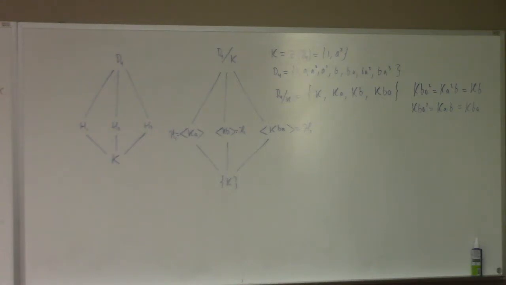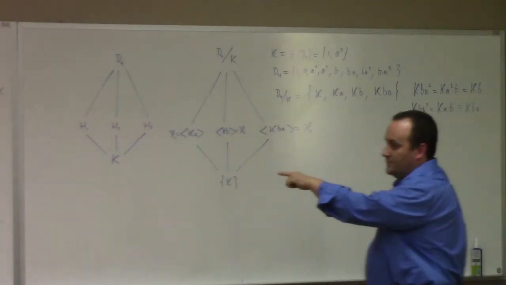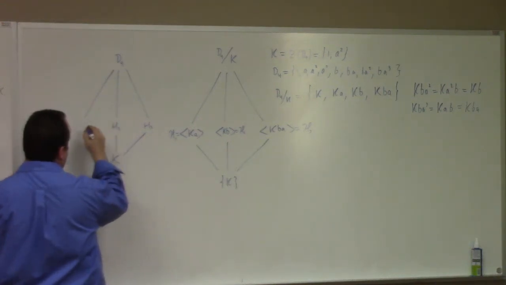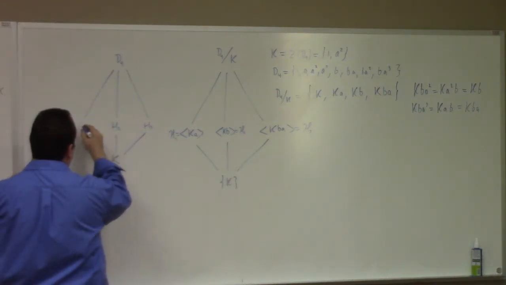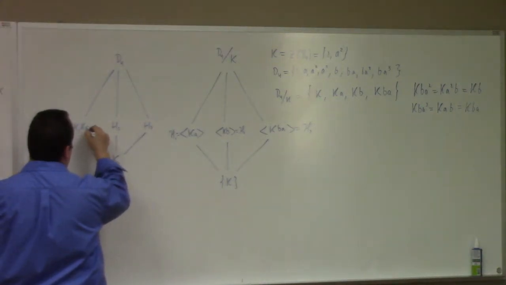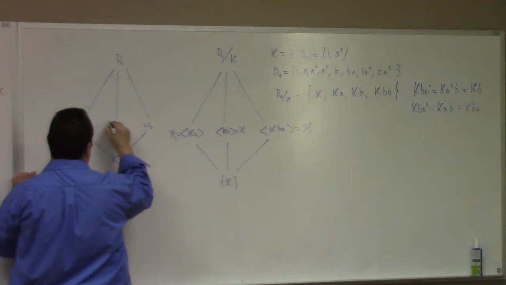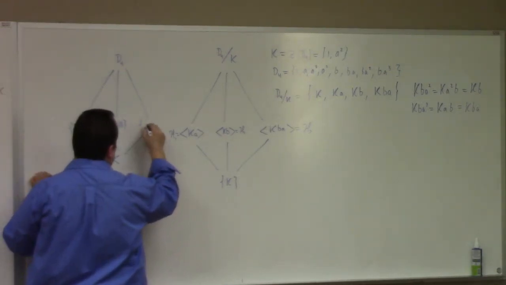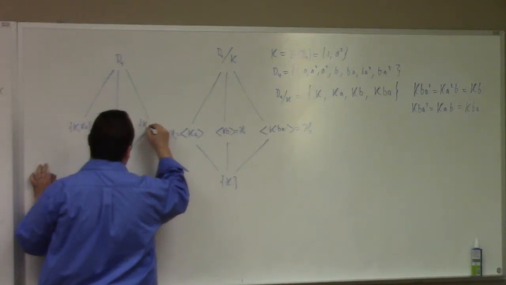And then what else is there in D4? There's other subgroups of D4 beyond those four-element subgroups, right? Like this H1 is what? You could kind of look at it as K comma Ka, right? This one you could look at as K comma Kb. I should put some quotes around this because it ain't quite right.